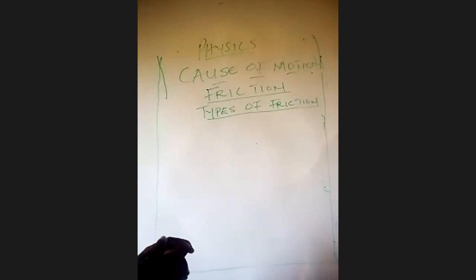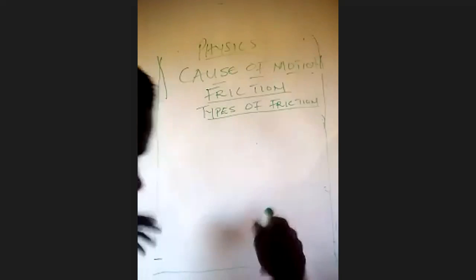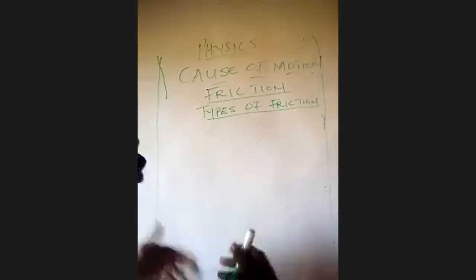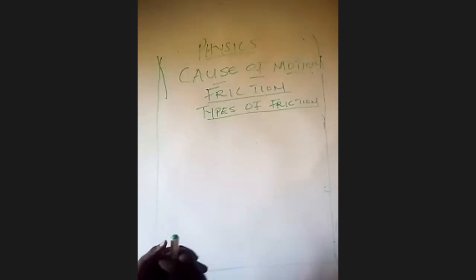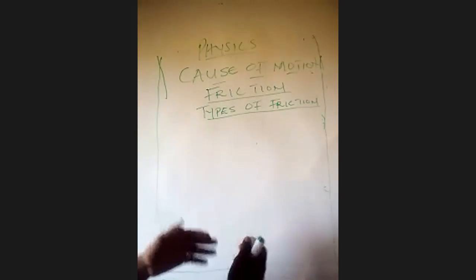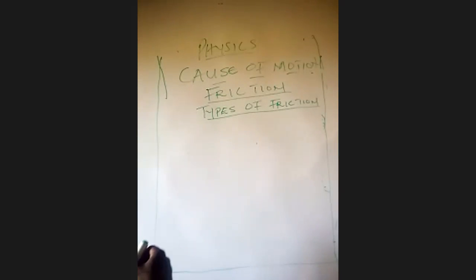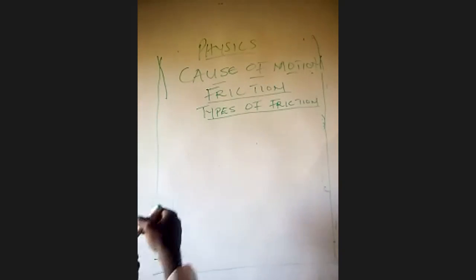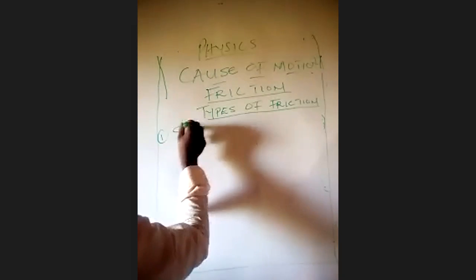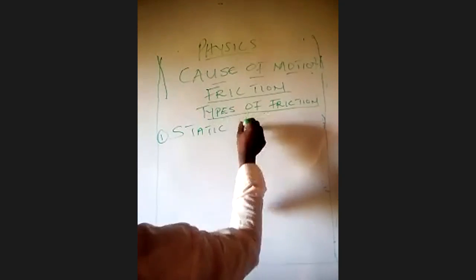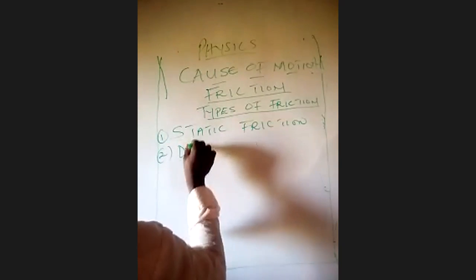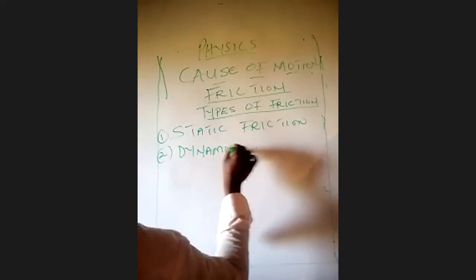We do not forget that we are talking about the cause of motion. What brings about motion? We have talked about force, we explained the types of force and gave examples. Now we are talking about friction. We have tried to explain what friction is and given examples. Let's talk about the types of friction. Here we want to talk about two types of friction: static friction and dynamic friction.